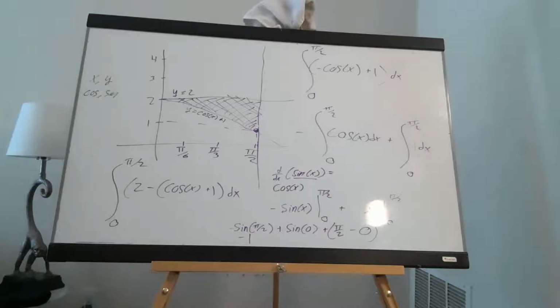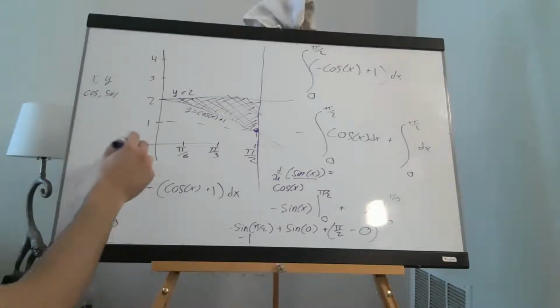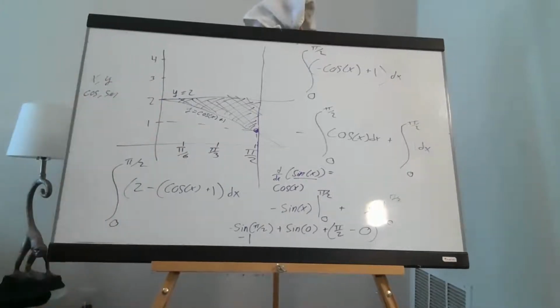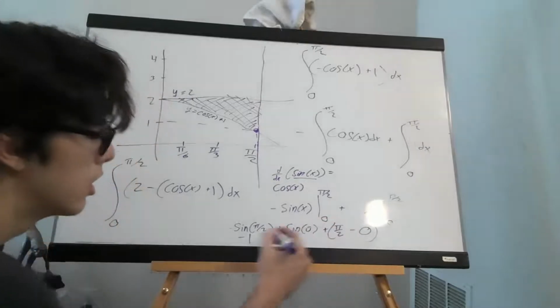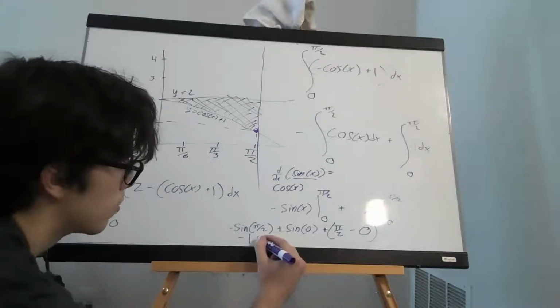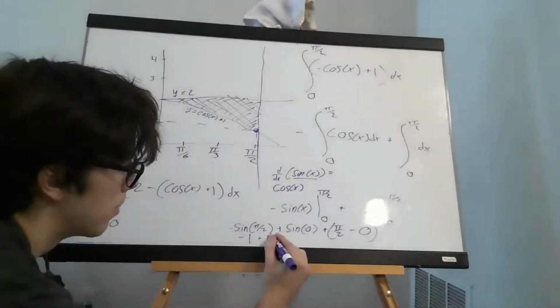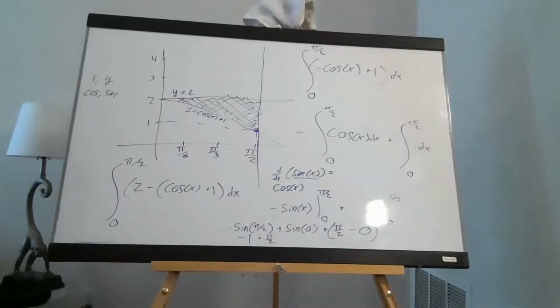If we think about the unit circle, 0 is over here on the graph, and we have a radius of 1, so our coordinate for 0 is going to be (1, 0). So sine of 0 is just 0, so that goes away. Then pi over 2 minus 0 is just pi over 2. We've got plus pi over 2. So we've got -1 plus pi over 2.